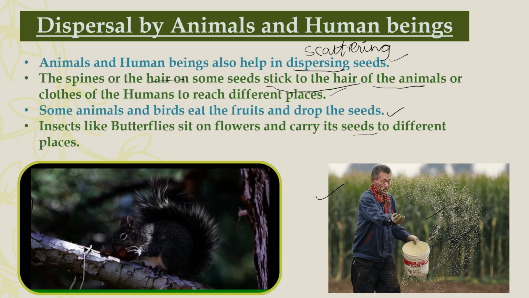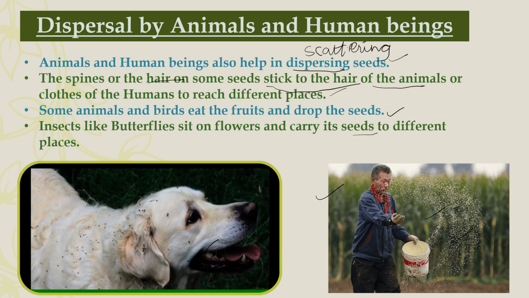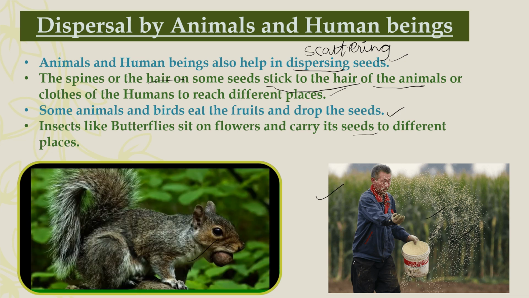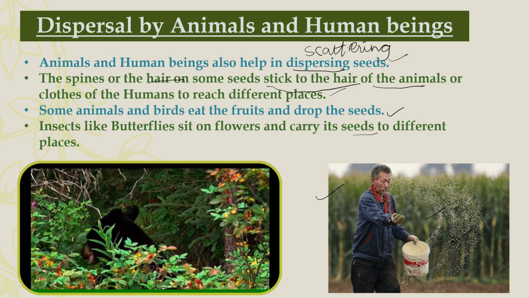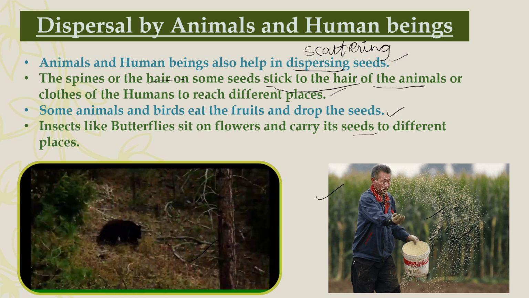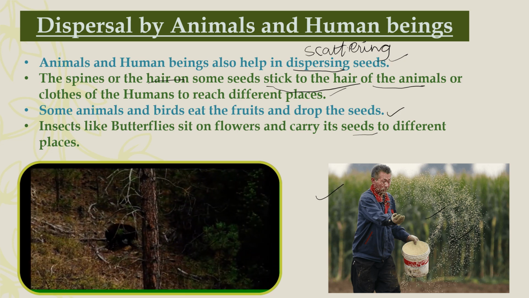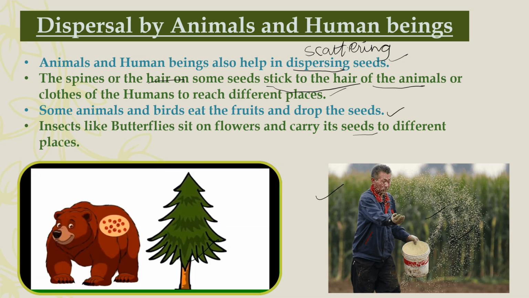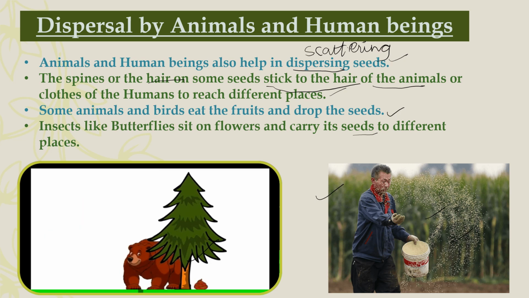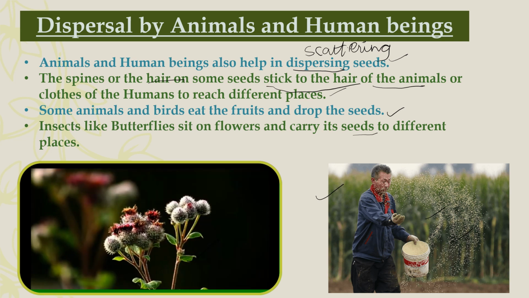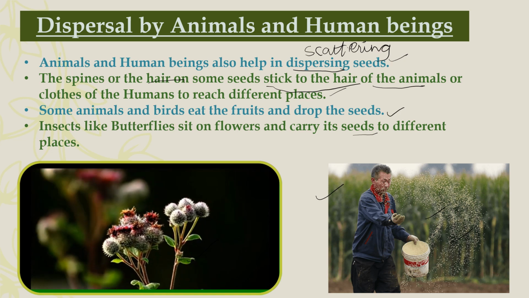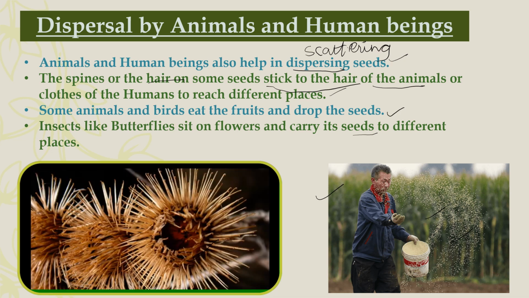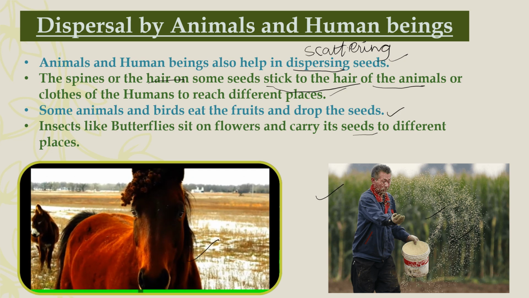Next, as you can see in this video, these animals are eating the fruits and all, and then these seeds are also in their body, and with the excreta new plants grow from that. And these are the seeds that are stuck to insects' bodies. They travel to different places. These are the hairs that we were talking about.